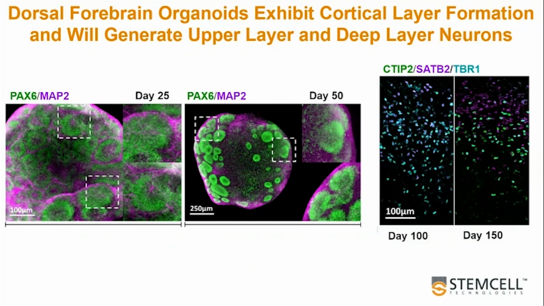We generated dorsal forebrain organoids, which contain multiple putative cortical areas with a radial arrangement of PAX6 positive progenitor cells surrounding a ventricle-like region. MAP2 positive neurons migrate out from these regions and display layering of deep and upper layer neurons, mimicking cortical development in vivo.